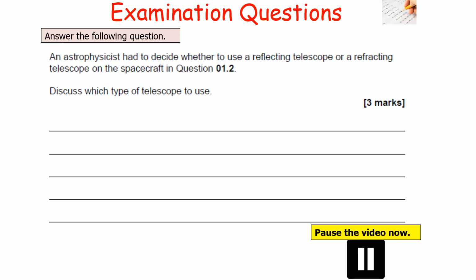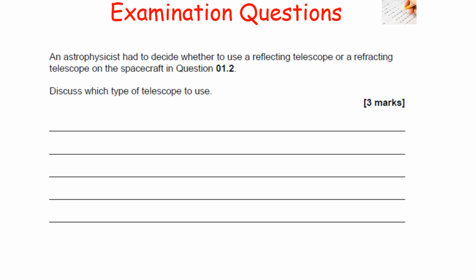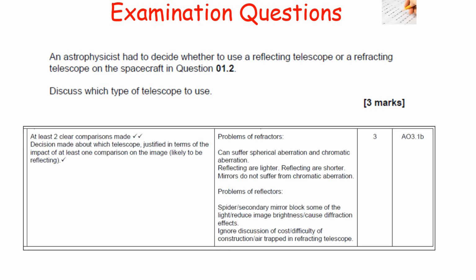So pause the video now, then unpause the video when you want to go through your answer. Right, so how do you do this? You've got to make a couple of clear comparisons. Now, it's probably the easiest way is to talk about the problems of each type of telescope.